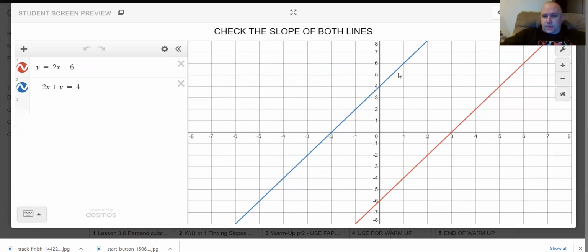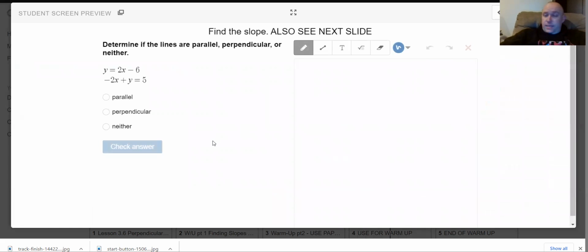So as I'm counting squares for this one, I can see that this one goes up 2 and across 1. And I can also see this one also goes up 2 and across 1. So as they're both slopes of 2, as they have the same slope, I know that they're going to be parallel.